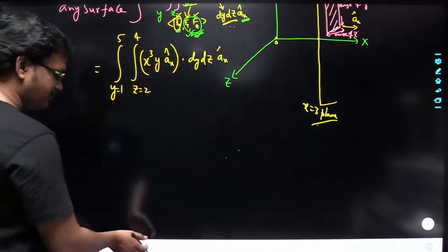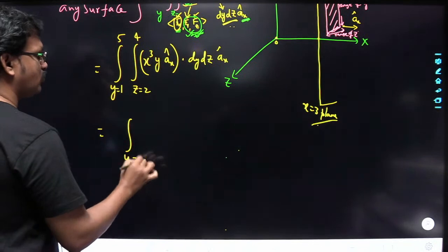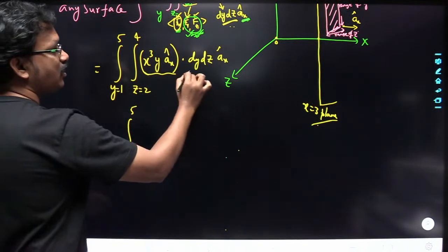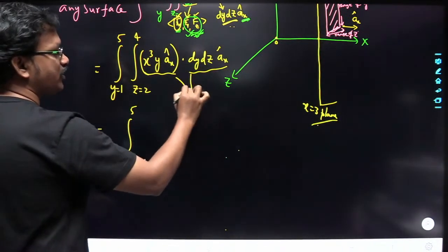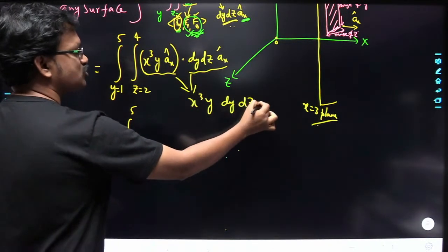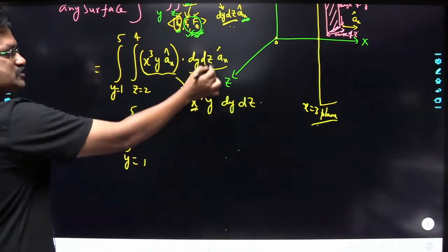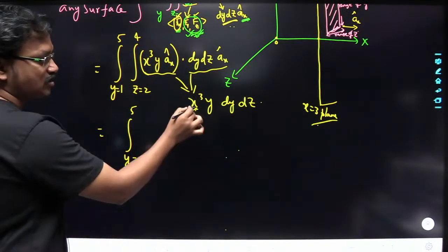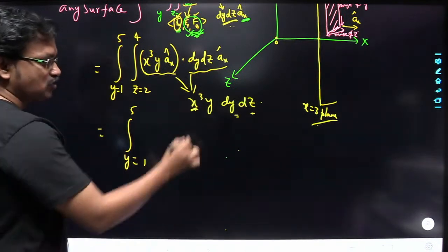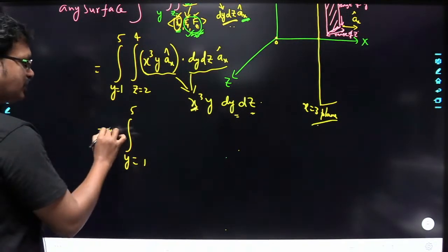Now it becomes a simple integration. See here, y is equal to 1 to 5. Now x cube y ax cap dot dy dz ax cap, what are you going to get? You are going to get simply x cube y into dy dz, right? Now here x is constant with respect to these integration variables or not? You are integrating with respect to y and z, so x is constant with respect to these integration variables. So take x outside here. So you will get x cube here.